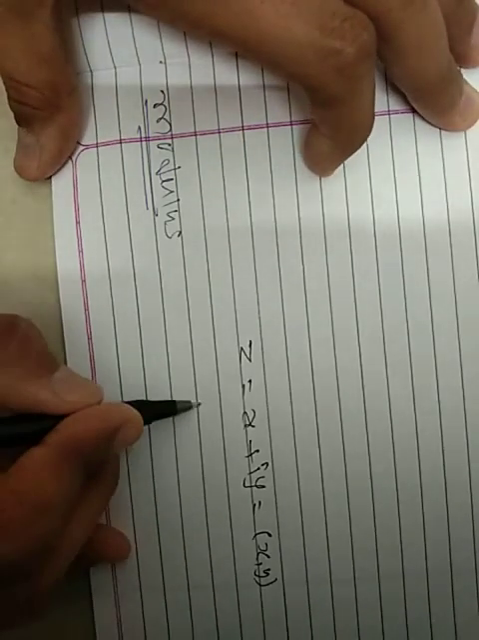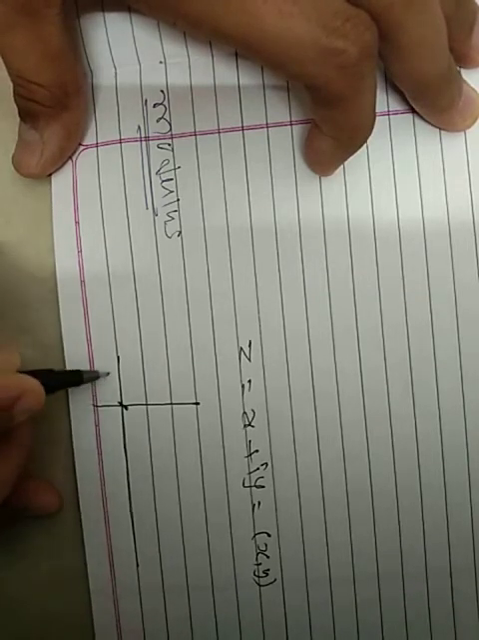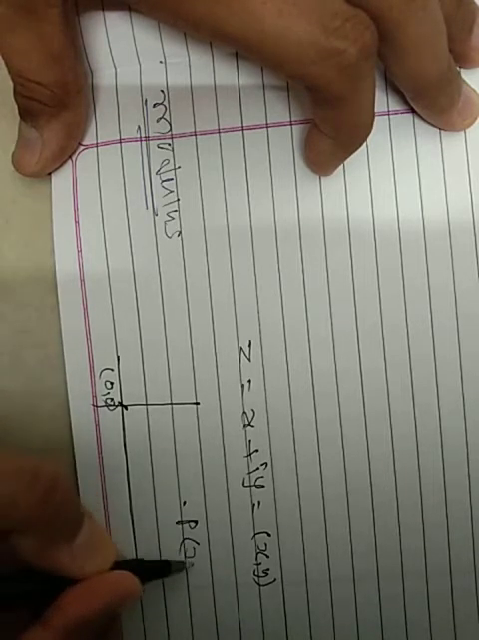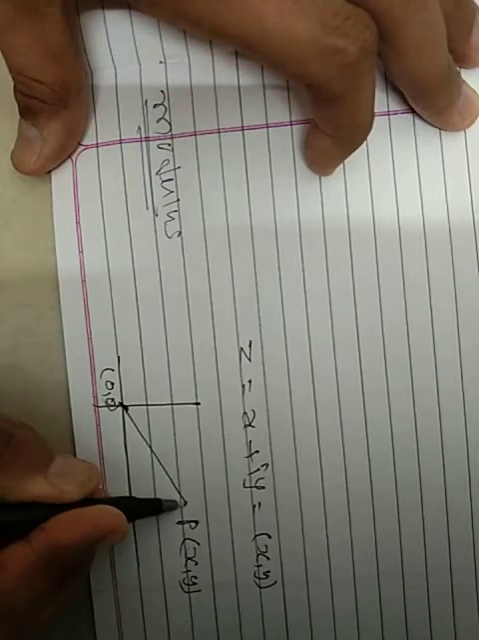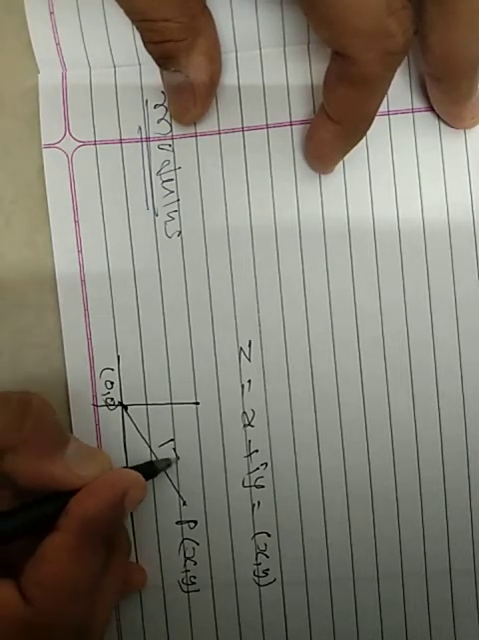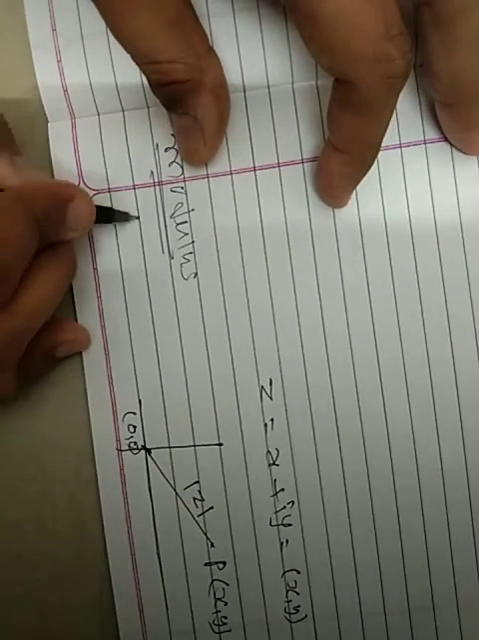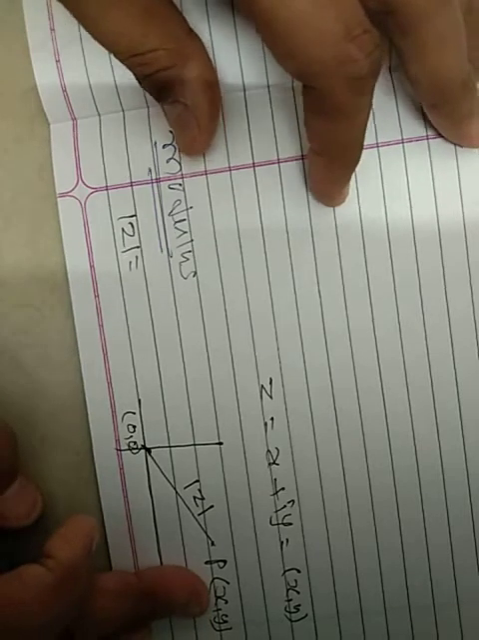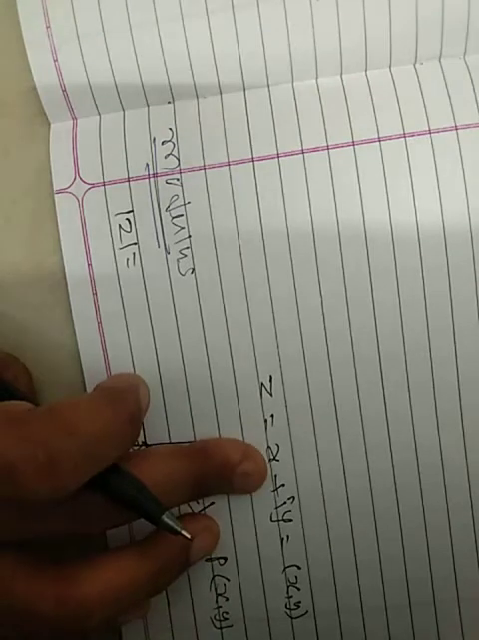Okay, now the distance between 0, 0 to coordinate form, that is P of x, y. Distance between 0, 0 to coordinate form x, y is called modulus, and it is represented as mod z. Clear? Therefore mod z equal to distance between origin and complex point. This is a complex point. This is a general complex number.